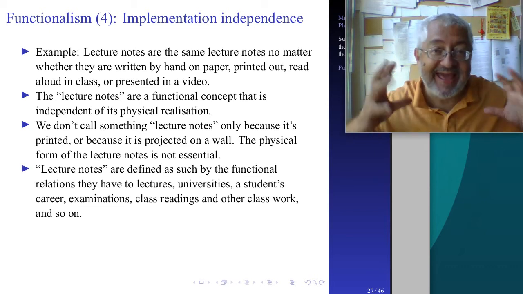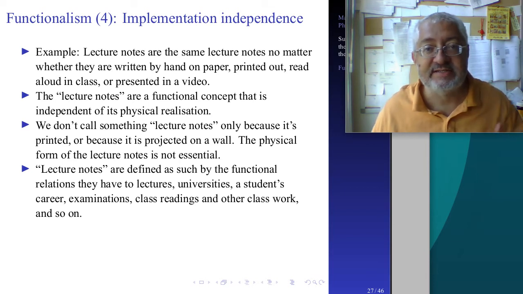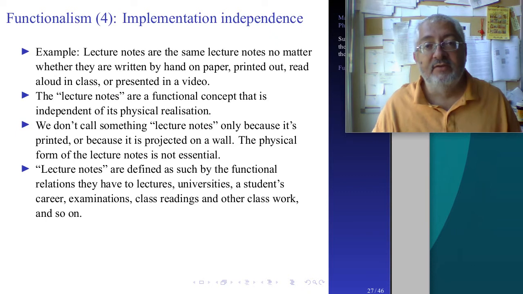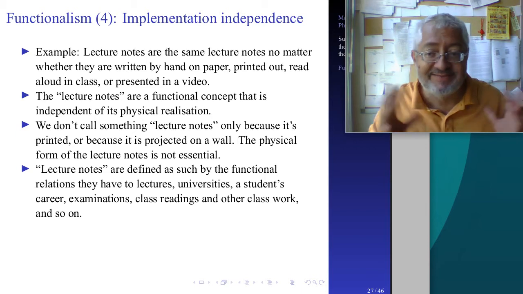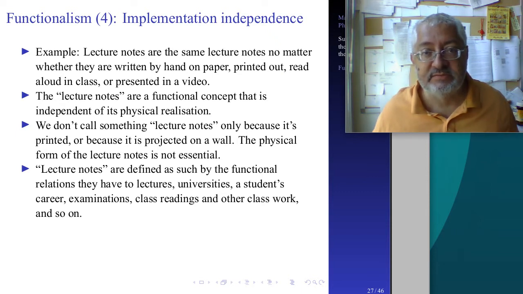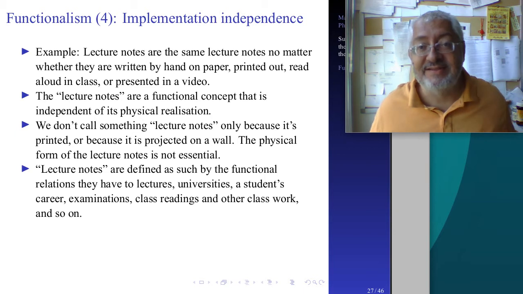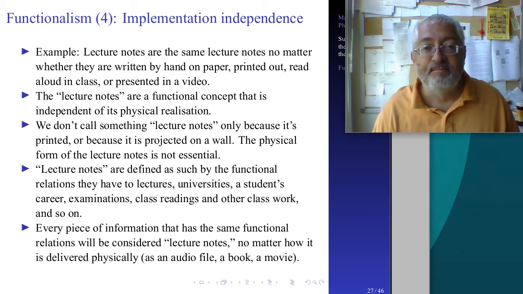Lecture notes are defined as lecture notes by the functional relations they have to lectures, universities, a student's career, examinations, class readings, other class work, and so on. So you call something lecture notes if it is given to you by your teacher, and it contains in some form, not even necessarily written, the information that was presented during a lecture, that you can review, right? And then this thing is a lecture notes. And this can be a video, it can be an audio file, it can be a book, it can be all kinds of things. As long as it does this thing, it's lecture notes.